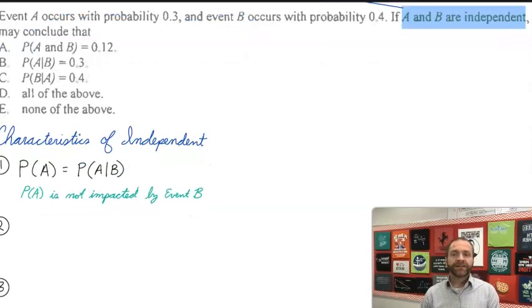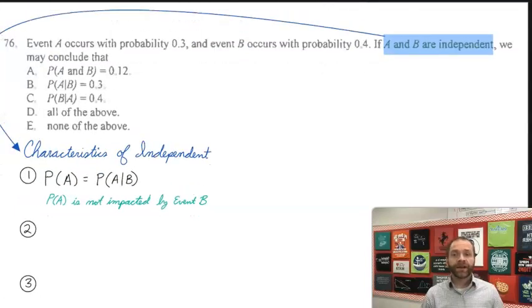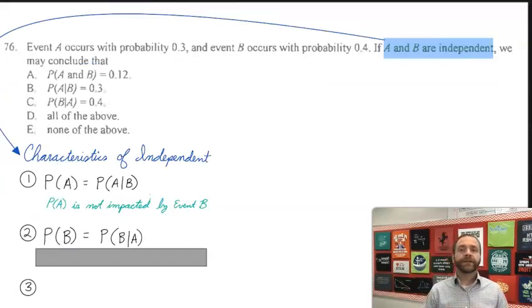That's how you test if two things are independent, by the way: you check the probability of A, then calculate the probability of A given B. If those are equal to each other, then they are independent. If they are not equal, they're not independent. Now, if probability of A equals probability of A given B, then it also has to be true for probability of B and probability of B given A.